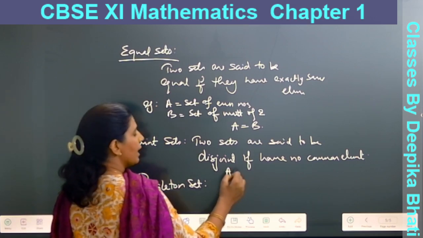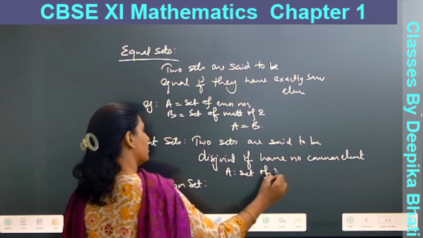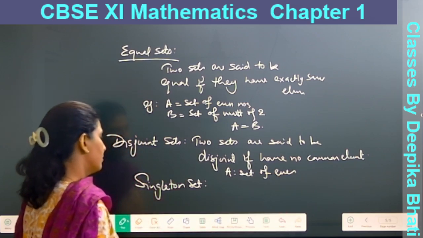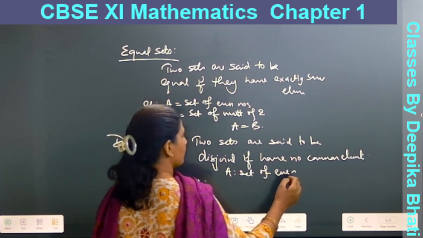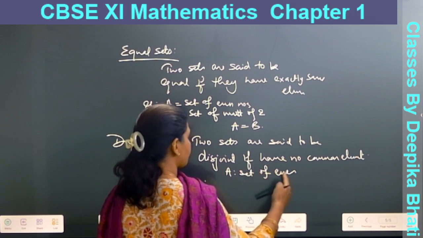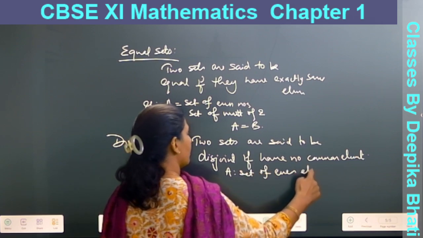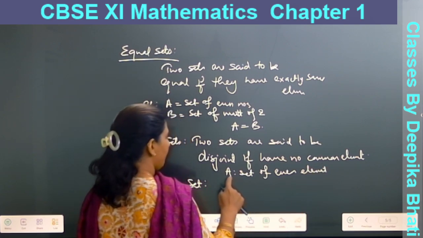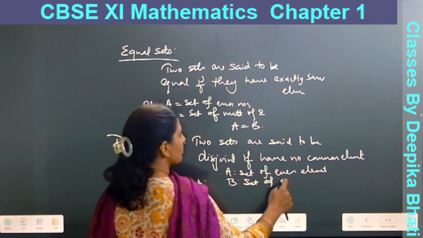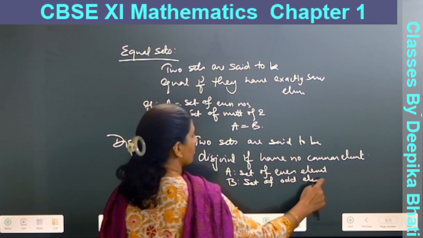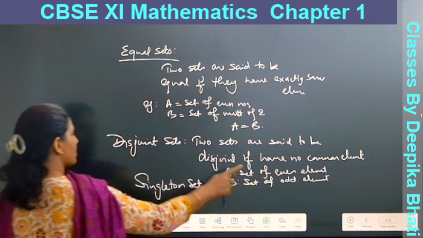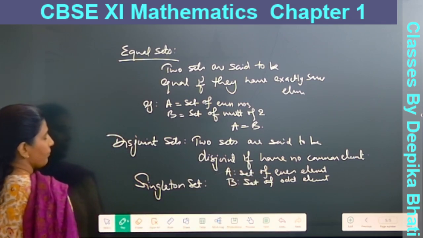For example, a set of even numbers, no element should be common. एक भी नहीं होना चाहिए. वो दूसरा डेफिनेशन है, मैं बताती हूँ. Set of odd numbers. So these two are disjoint sets. Okay? These two are disjoint sets.